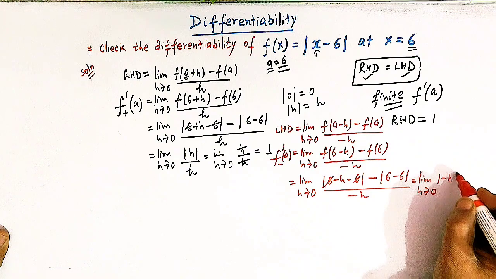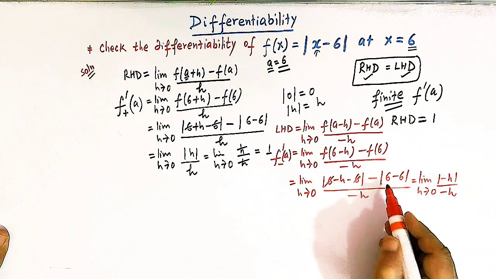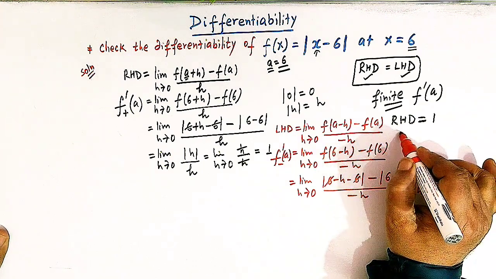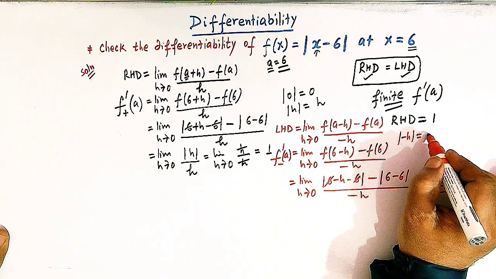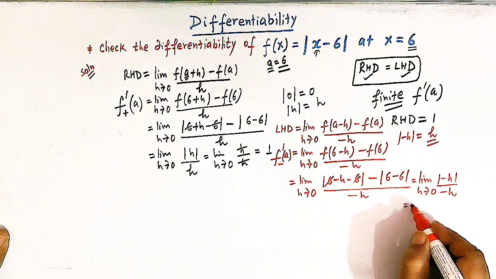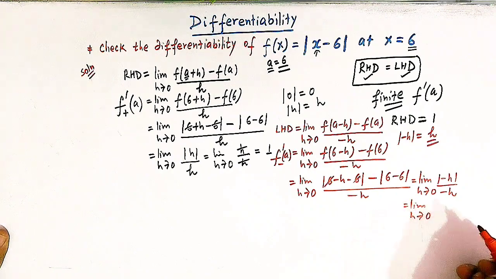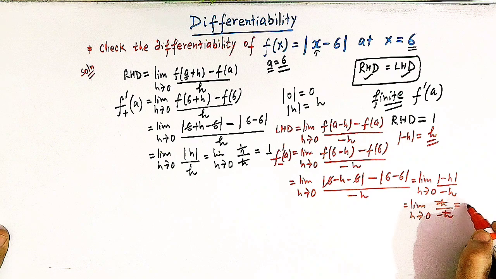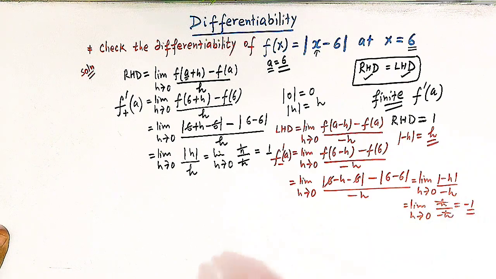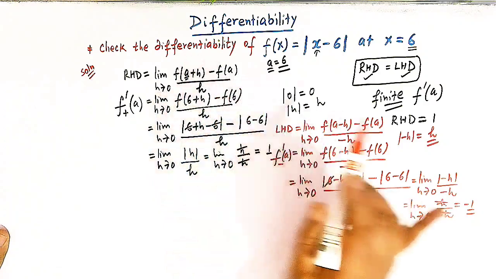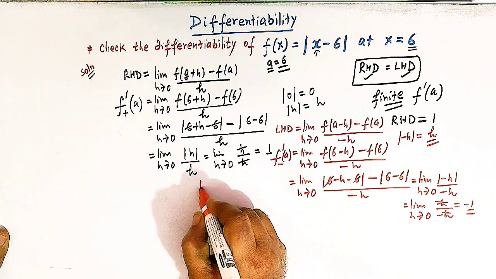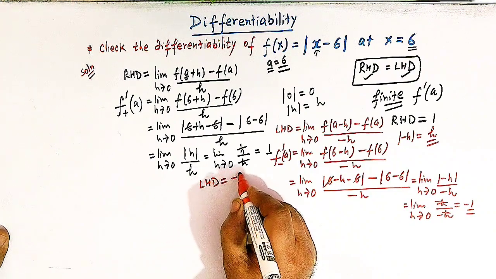We have simply mod of minus h over minus h, and this is 0, right? And since h is a positive quantity, mod of minus h is simply h. So we can now have limit h tends to 0, and here we have h over minus h. So h and h get cancelled, and we are left with minus 1. So the left hand derivative of this function f of x at x equal to 6 is given by minus 1.